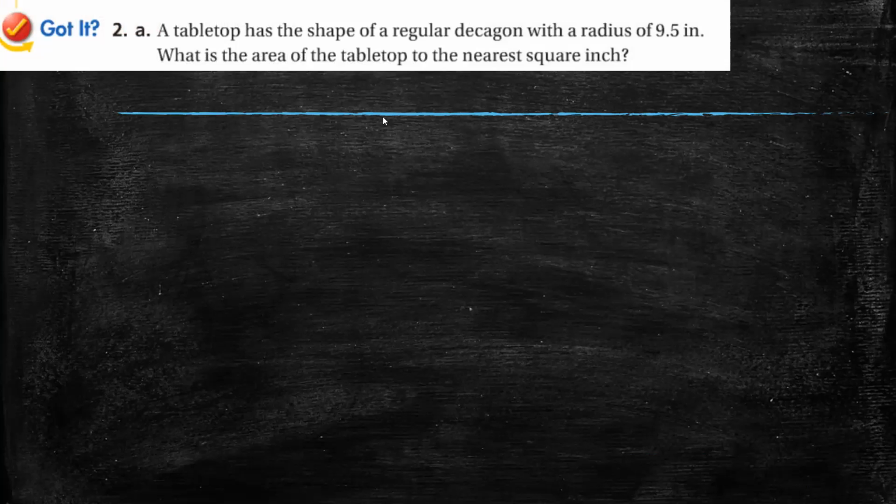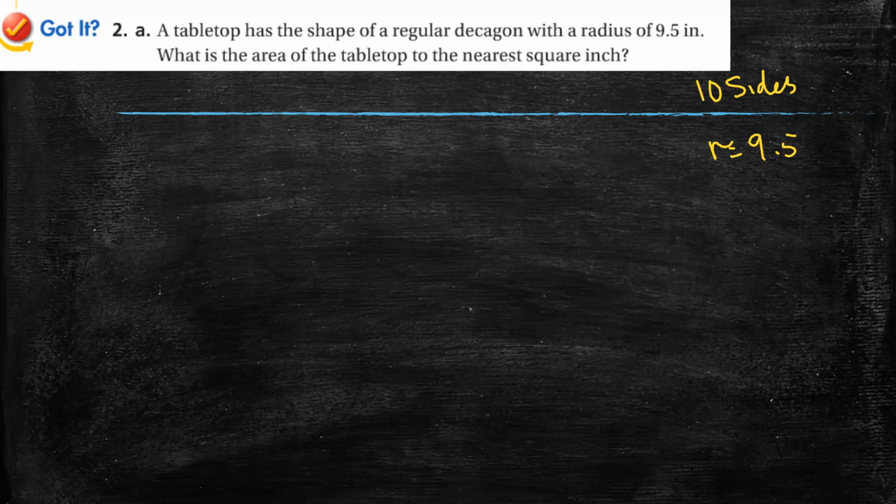And we stopped on this one here. We say that a tabletop has the shape of a regular decagon with a radius of 9.5 inches. What is the area of the tabletop to the nearest square inch? Here we have a decagon, so I have 10 sides, a shape with 10 sides, with a radius of 9.5. What is the area of the tabletop? So here it asks me to find the area.